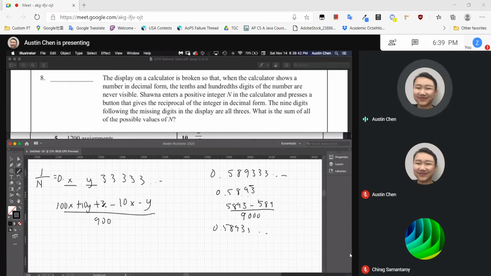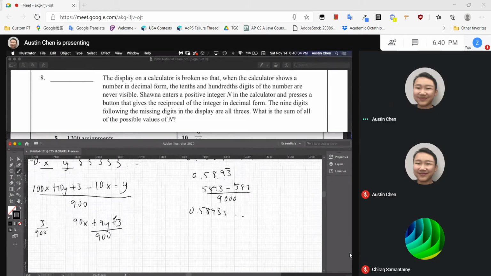And this will also work if x or y or both are 0. If both of them are 0, then we have 3 over 900, and you can see that will work. If we put it in, we get 0.00 and then 3s. So it does work as x and y are 0. Okay, so now we can simplify this. We have 90x plus 9y plus 3 over 900 is going to be 1 over n. And then we can divide by 3, right? So then we have 30x plus 3y plus 1 over 300 will equal 1 over n.